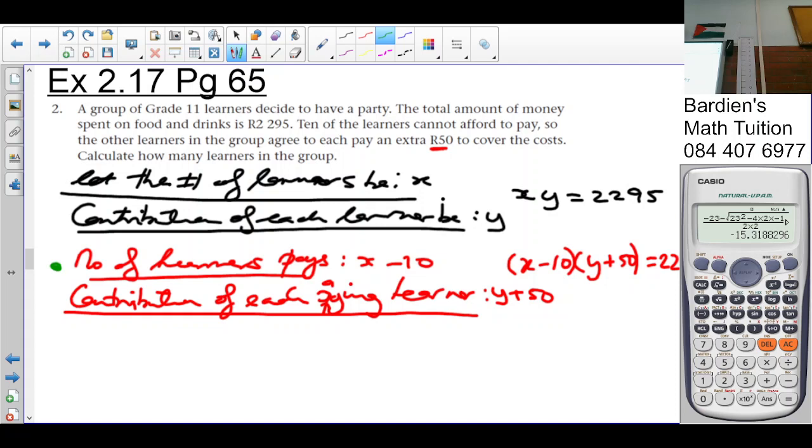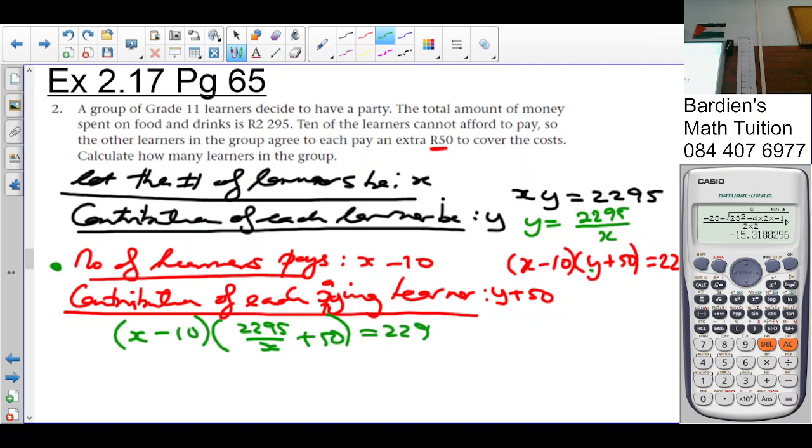Then, the contribution of each paying learner. Each learner is paying 50 Rand more. Therefore, it's going to be Y plus 50. From here, it's a matter of solving the equation. I'm going to make Y the subject of the formula here. Y is equal to 2295 over X. So wherever I see a Y, I put that. So it's going to be X minus 10 into 2295 over X plus 50 equals 2295.